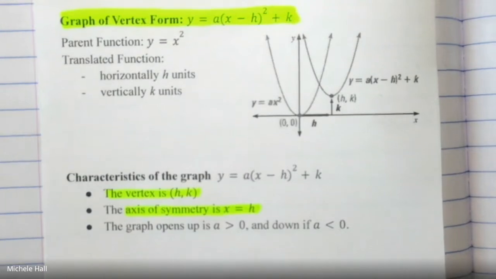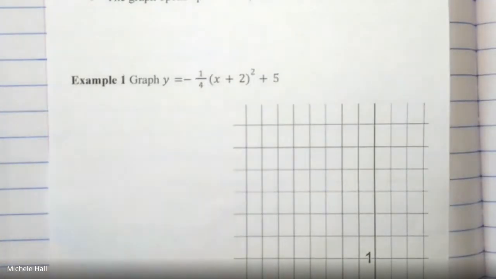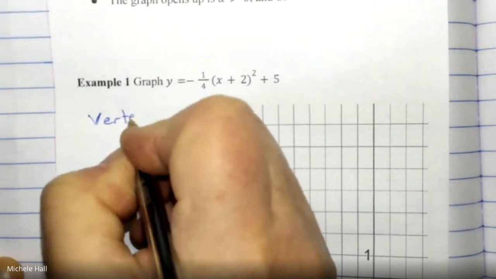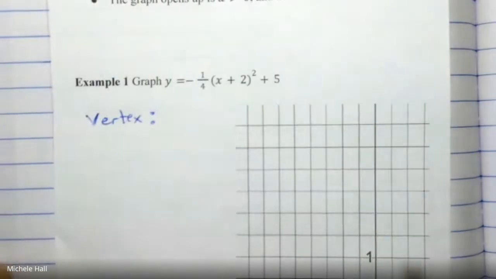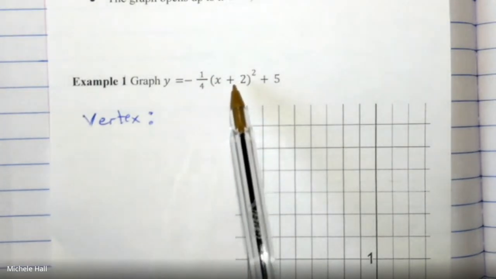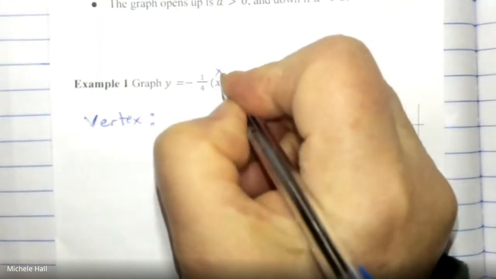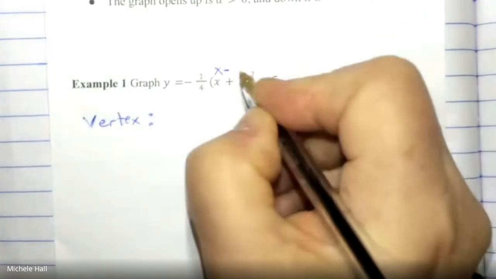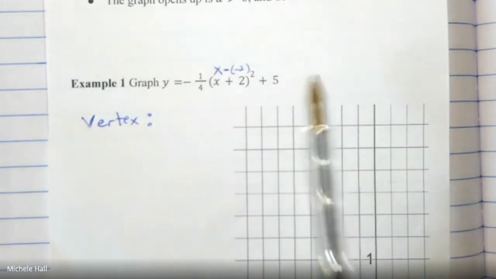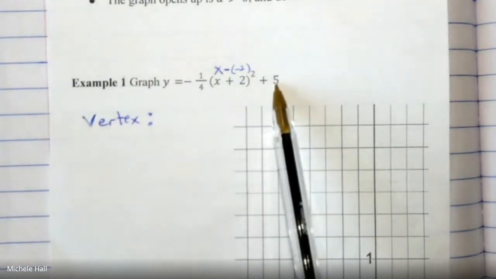Let's do an example. The first thing that you want to find is the vertex. It's called vertex form. That means the vertex is going to be very handy here. The vertex is not at 2, but negative 2, because it would look like x minus, there's the equation, but then there would be a double negative here. So the vertex is at negative 2, positive 5.